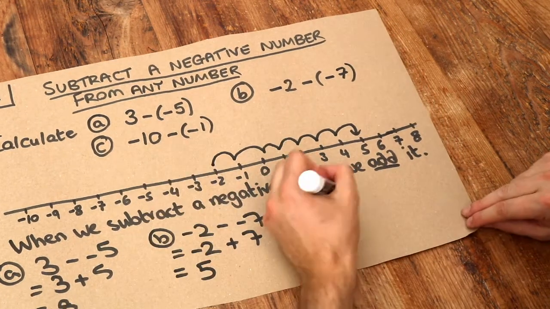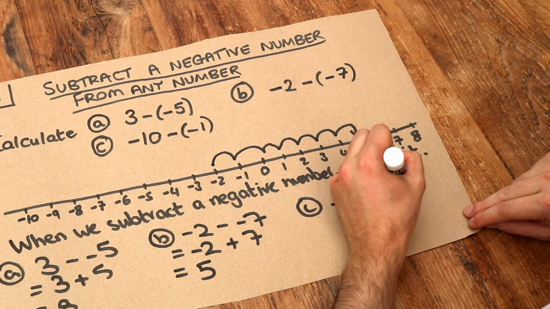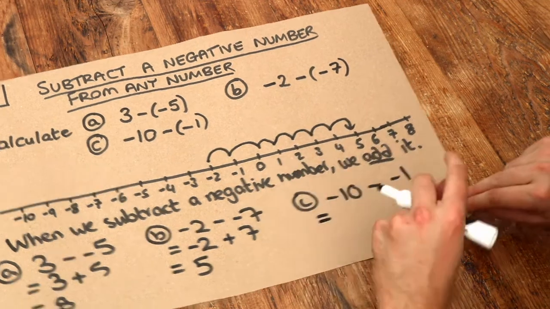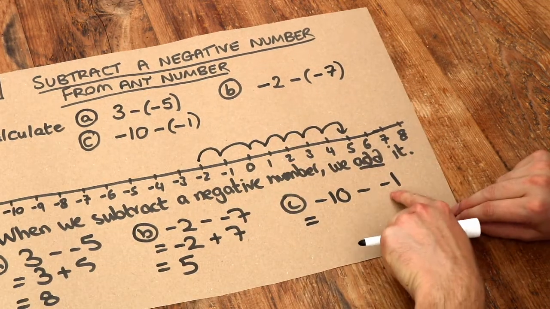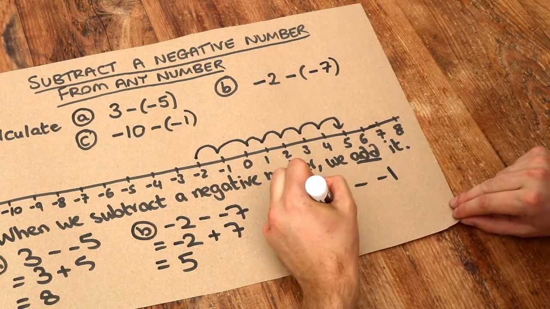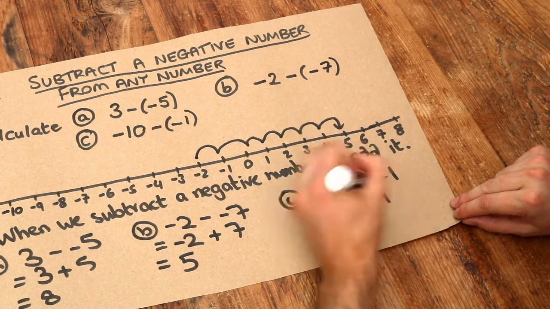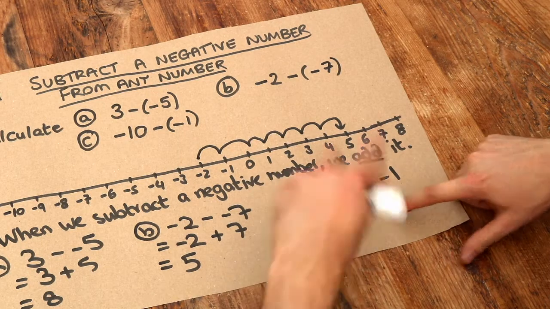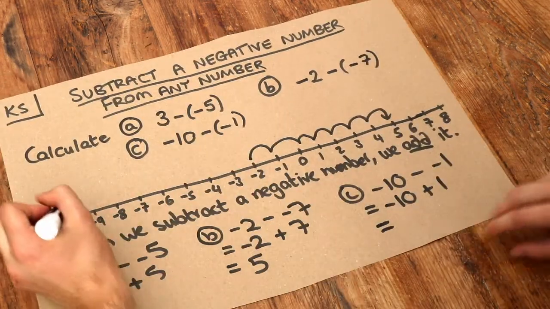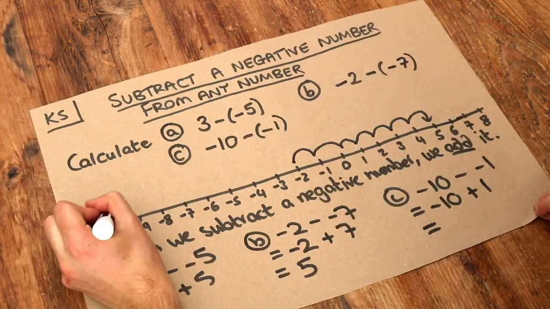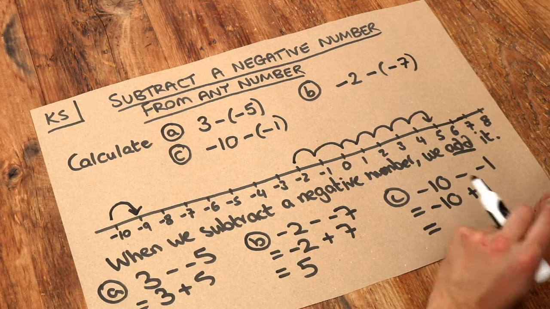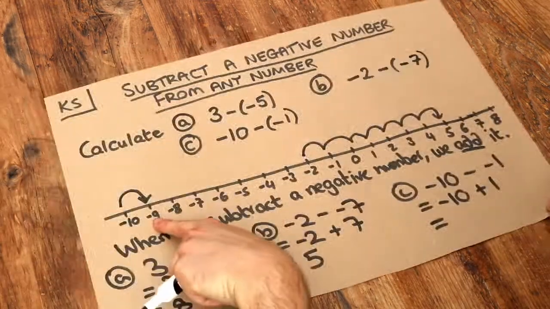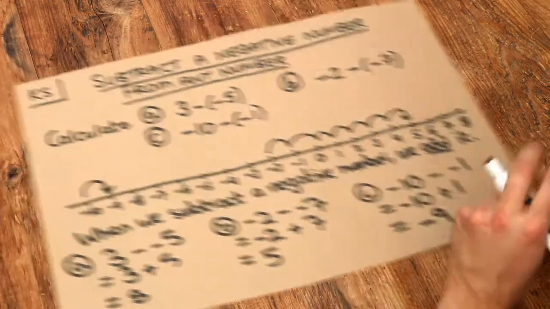And lastly, C, we've got minus 10 and we're subtracting negative 1. Now when we subtract negative 1, we instead add positive 1. So it's minus 10 plus 1. Those two minus symbols next to each other turn to a plus. And then if we have minus 10 and we add 1 to it, we go up 1 on the number line. That gets us to minus 9. So that is the final answer.